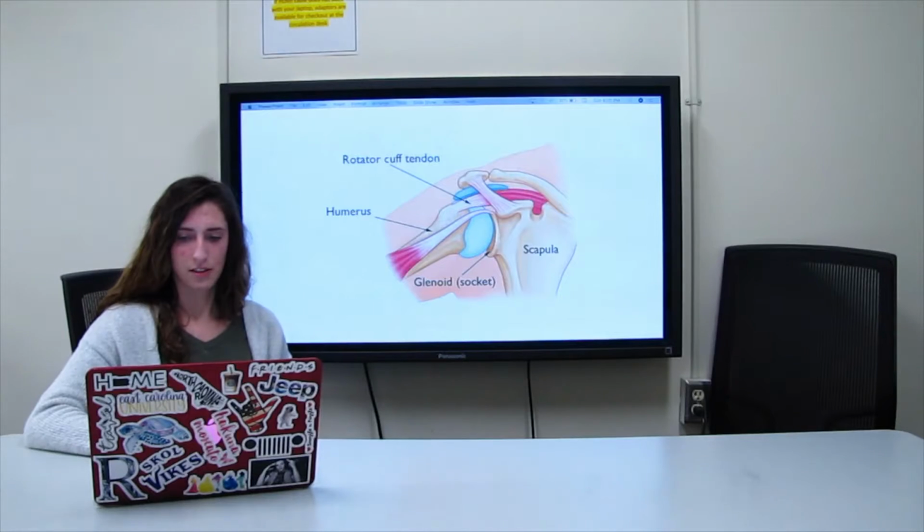Surrounding the outside edge of the glenoid is a rim of strong fibrous tissue called the labrum. The labrum helps to deepen the socket and stabilize the shoulder joint. It also serves as an attachment point for many ligaments of the shoulder, as well as one of the tendons from the bicep muscle in the arm.